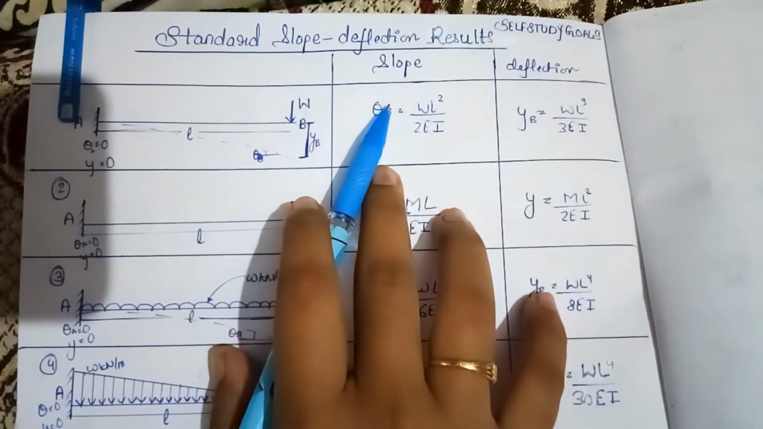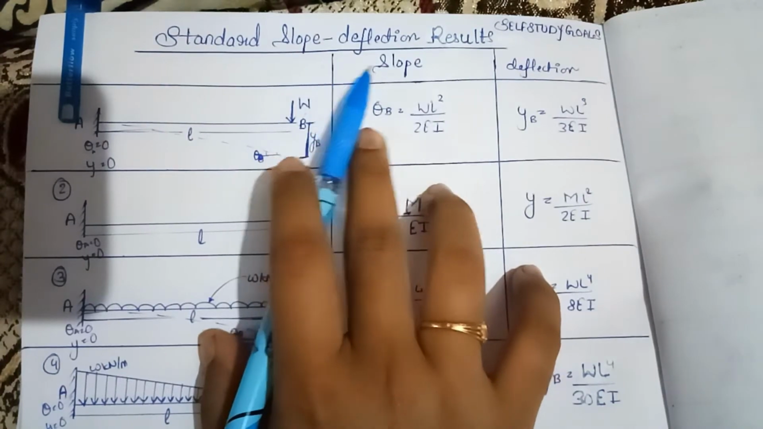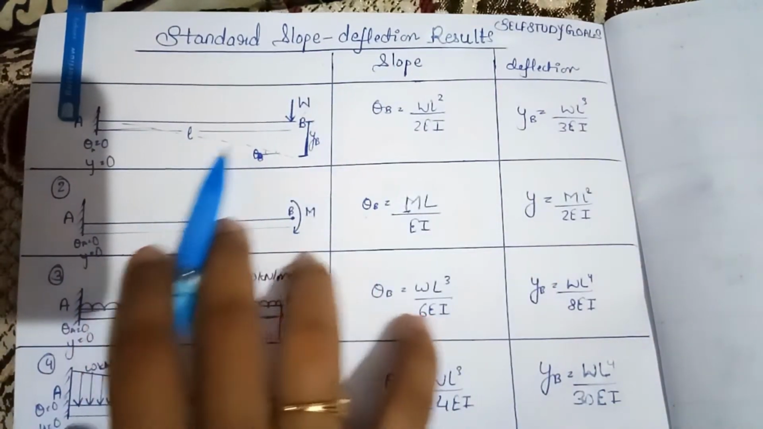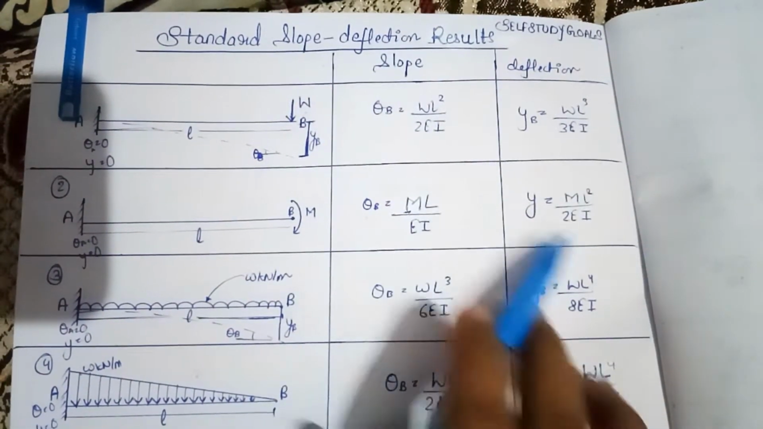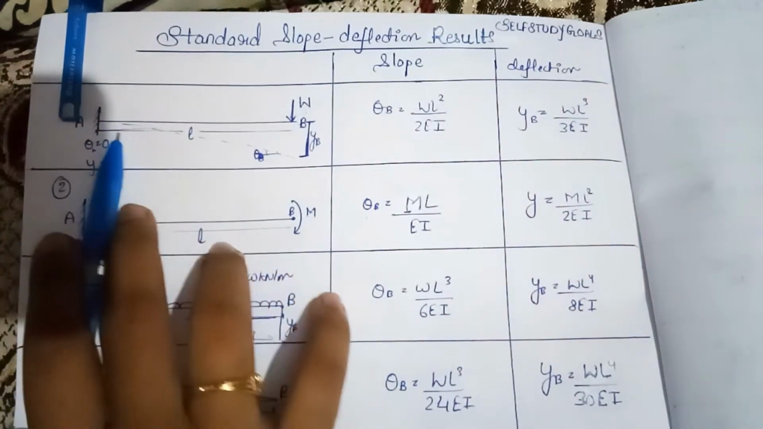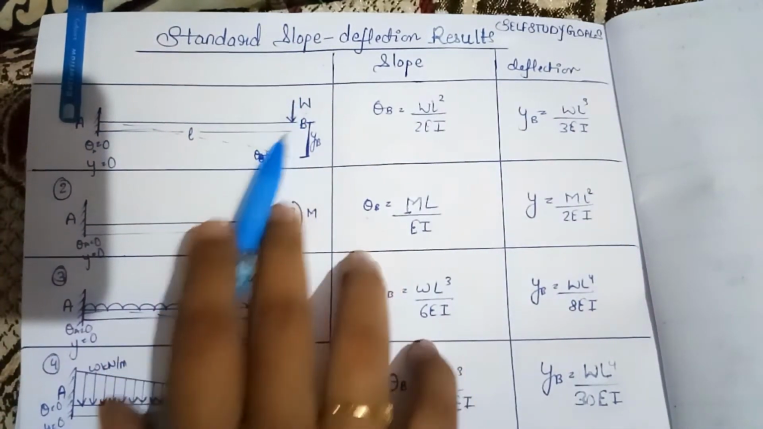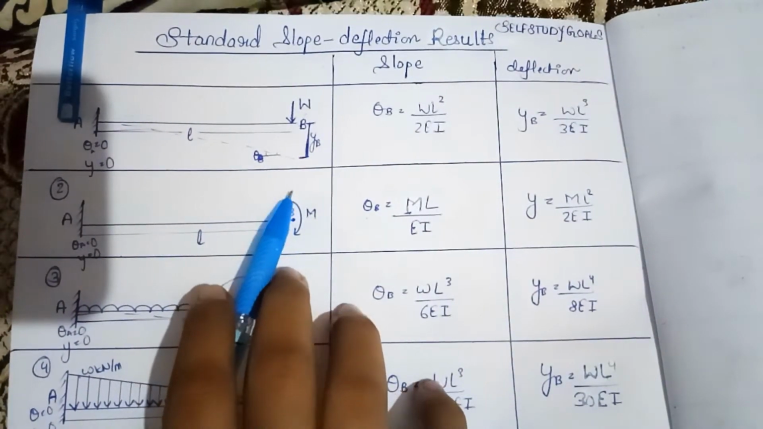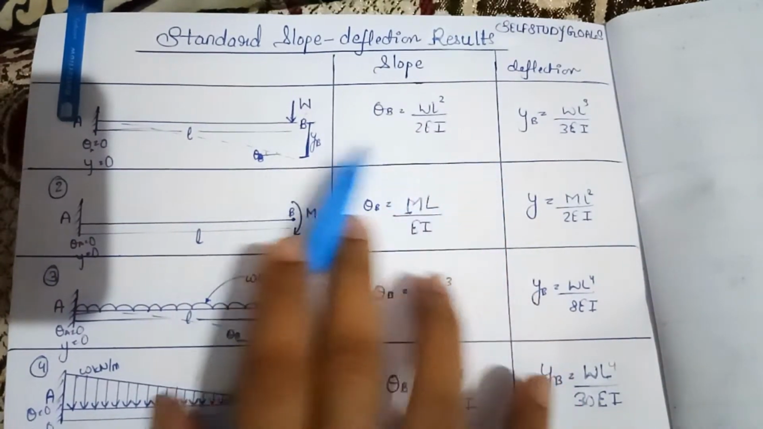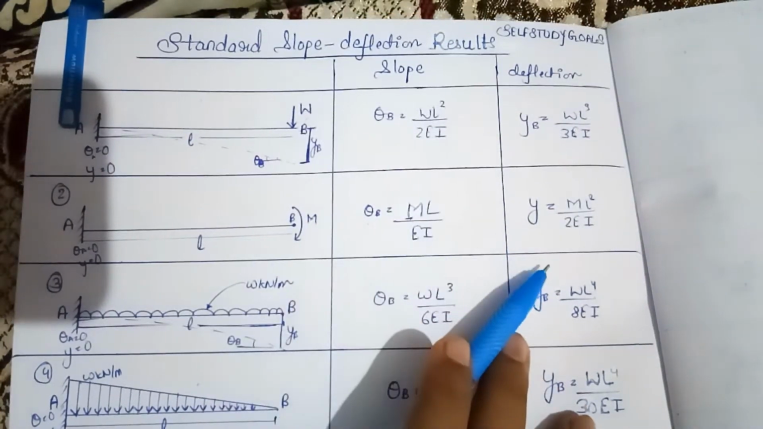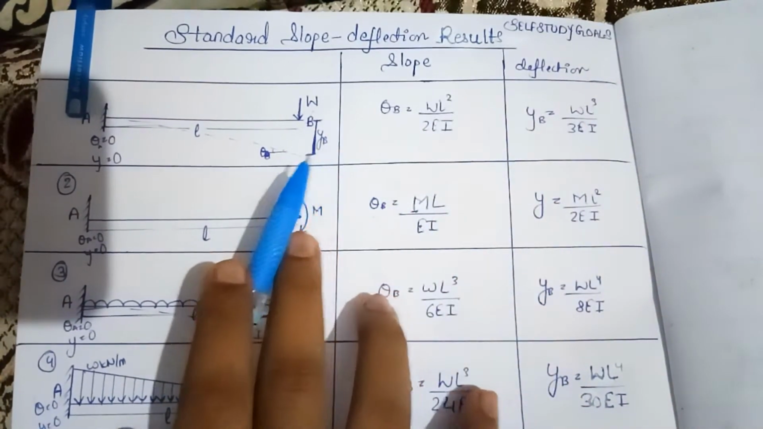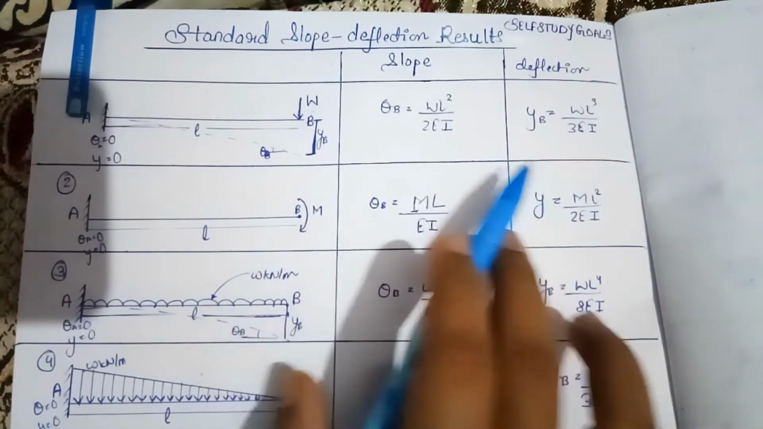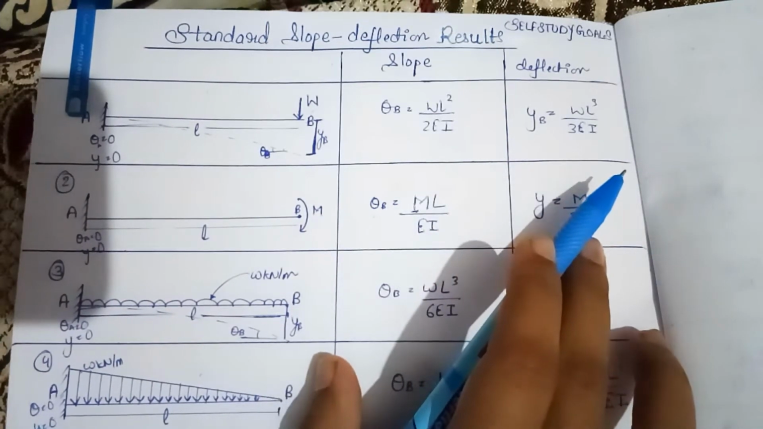In this lecture we are going to see the important slope deflection results. These results are very important for you because in competitive exams they will give you different kinds of beams and different kinds of loading, and there will be four options. They will ask you to find the slope and deflection. So you must know these standard results in order to save your time by solving and calculating. These are the standard and basic slope deflection results.